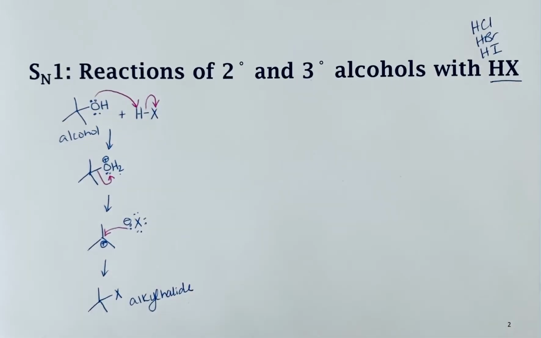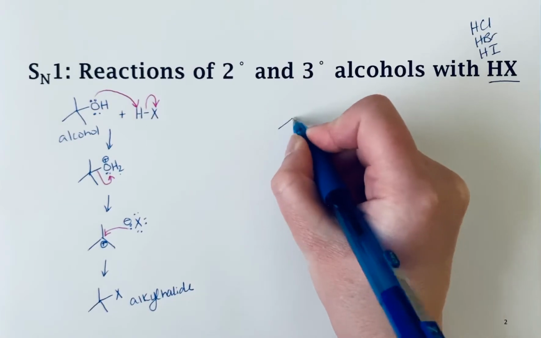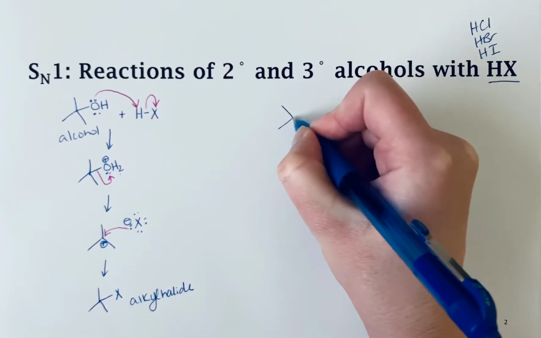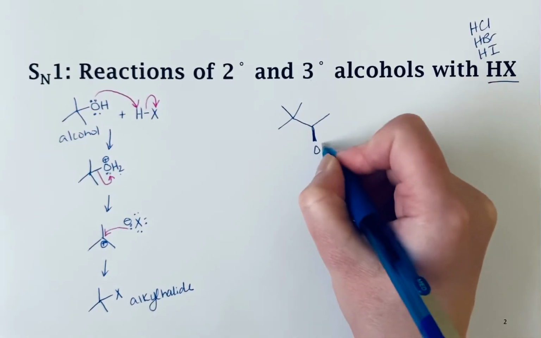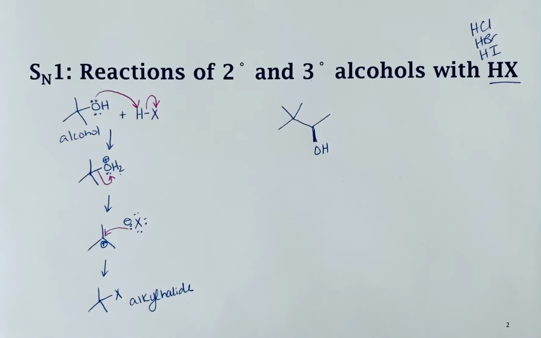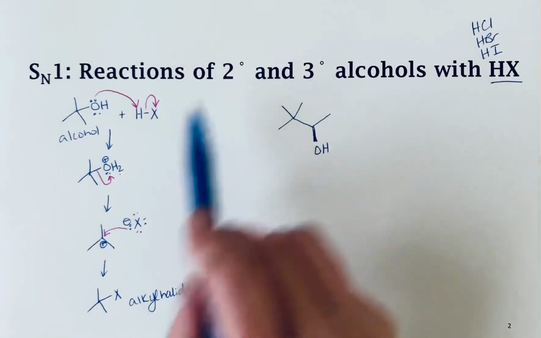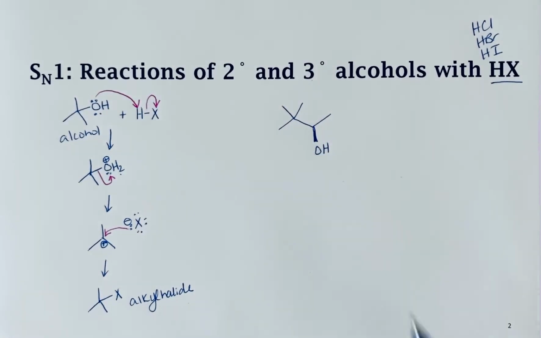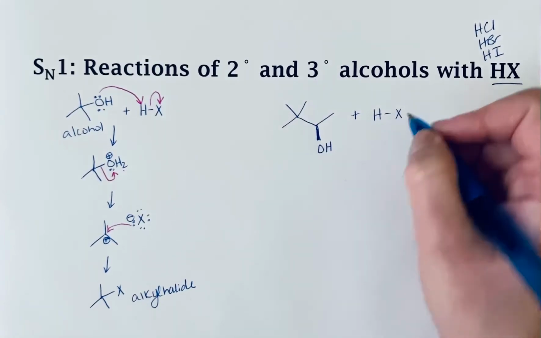If you do this reaction with a secondary alcohol, let's draw a secondary alcohol. I'm going to make it a chiral alcohol. If we do this with a secondary alcohol, we need to watch out for carbocation rearrangements. Because it's a secondary alcohol, the first carbocation you're going to get is also going to be secondary. So let's take a look at this reaction. The first step is going to be the same.